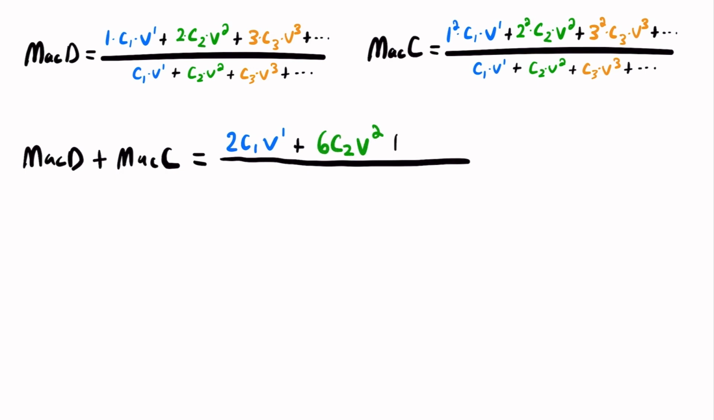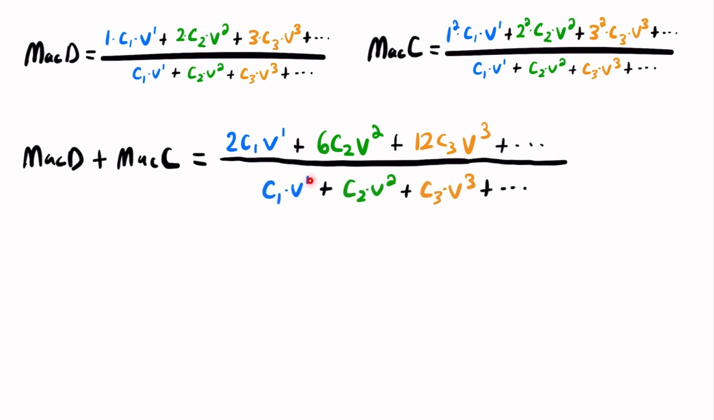All right, and then we'll add that to the third terms added together. We have 3c sub 3 and 3 squared c sub 3. 3 squared is 9, so we have 9 plus 3, which is 12. So we'll have 12c sub 3 times v cubed, and we could add more terms from there. And then, of course, the denominator will remain the same because they do have a common denominator, and it's just the present value of the cash flows. And so I'll put that in right here.